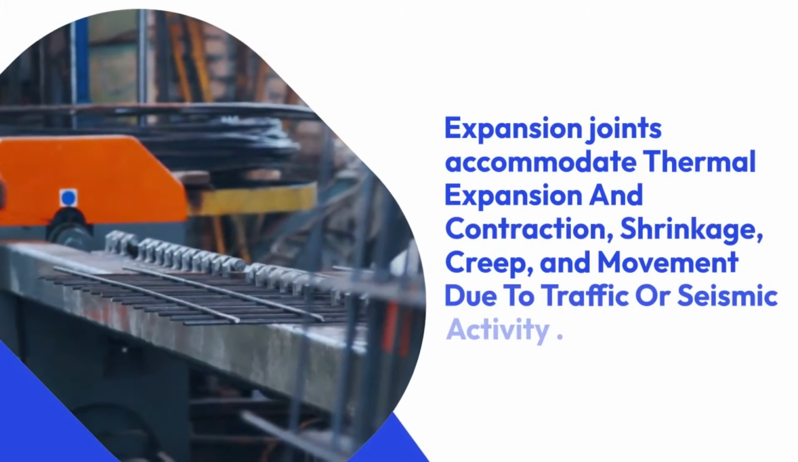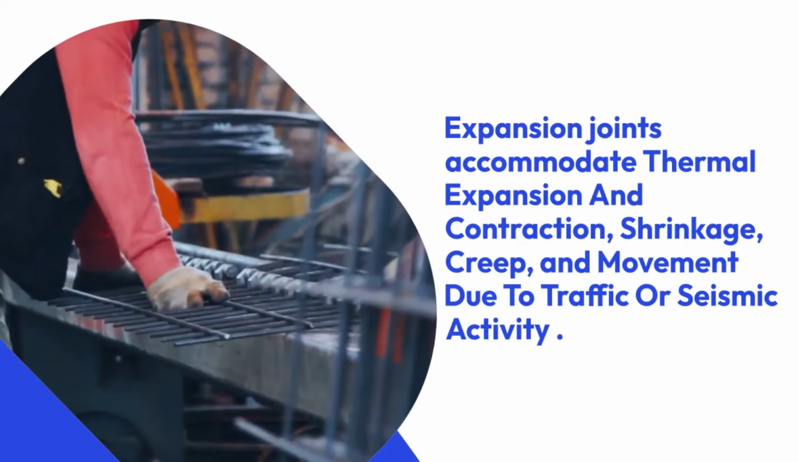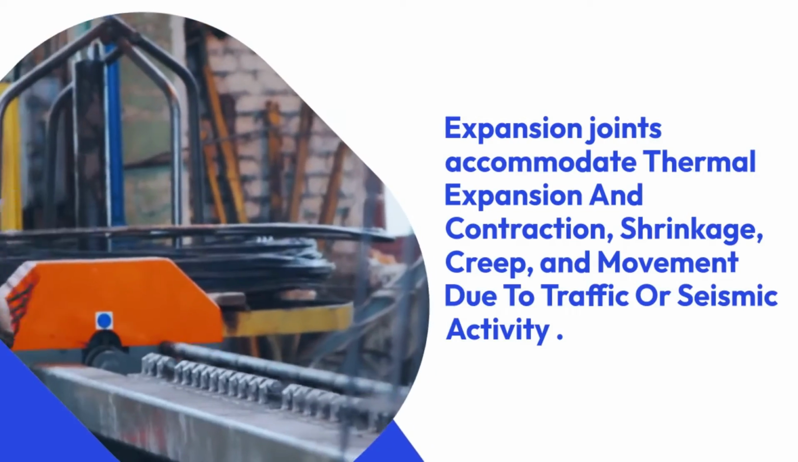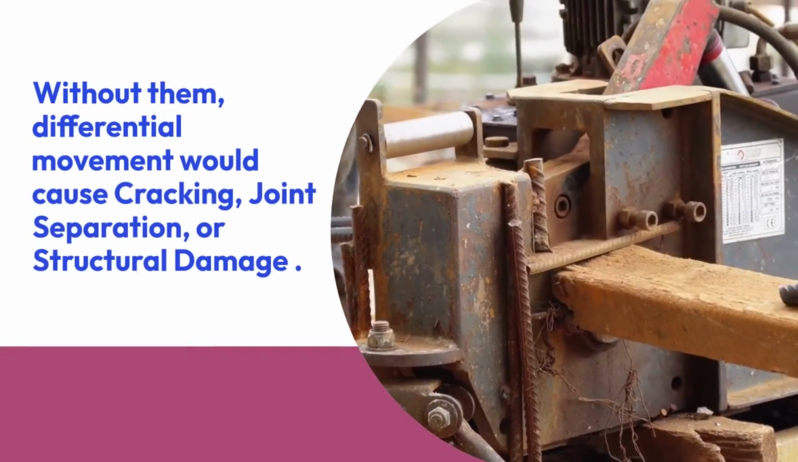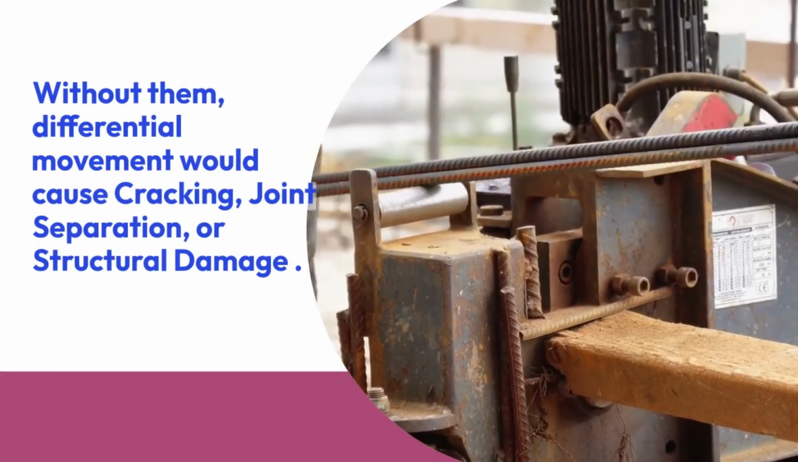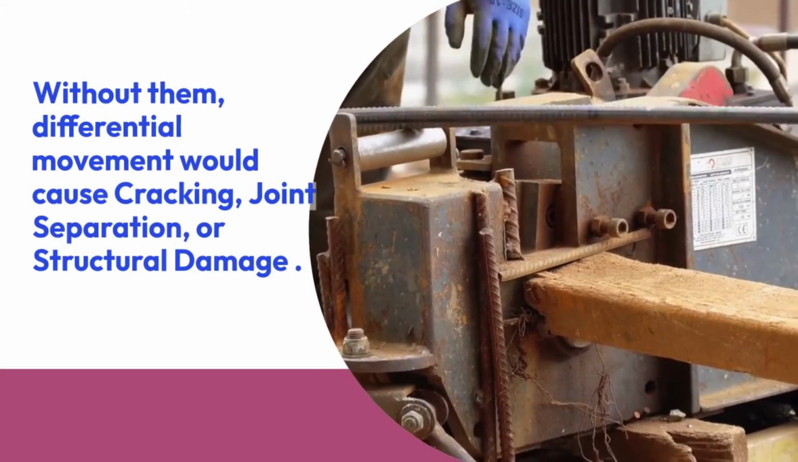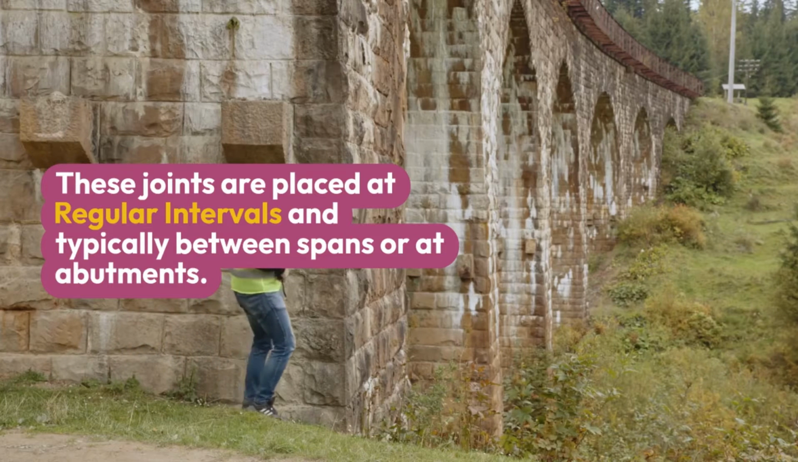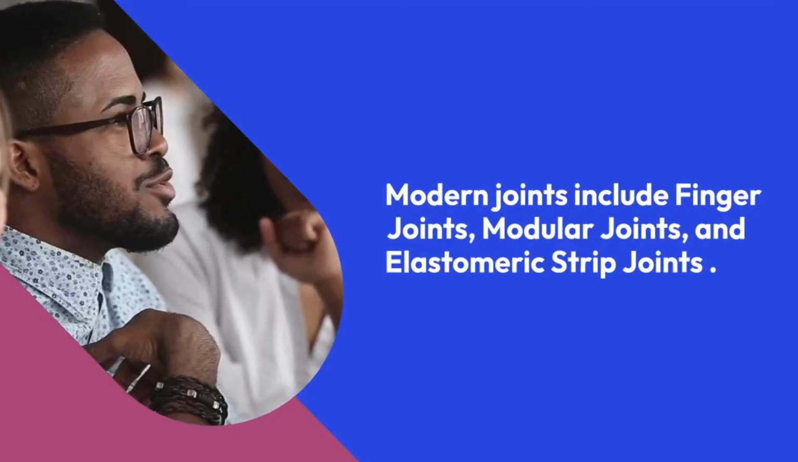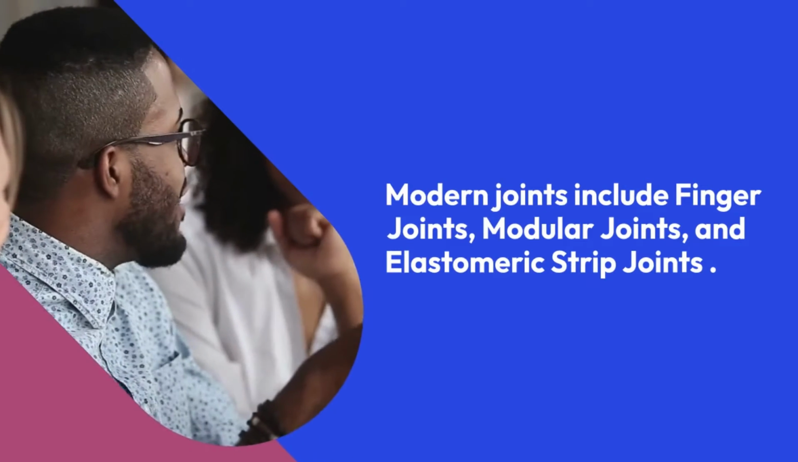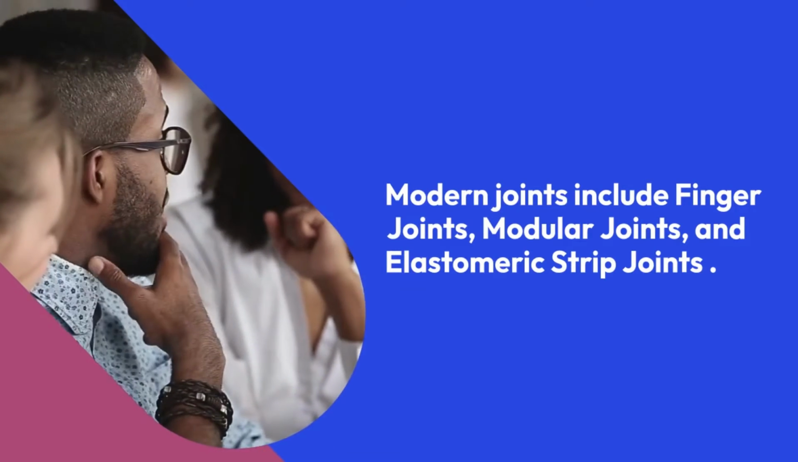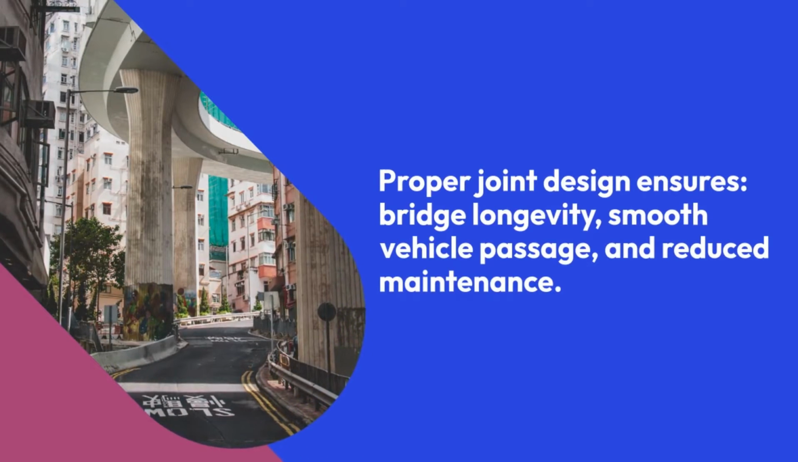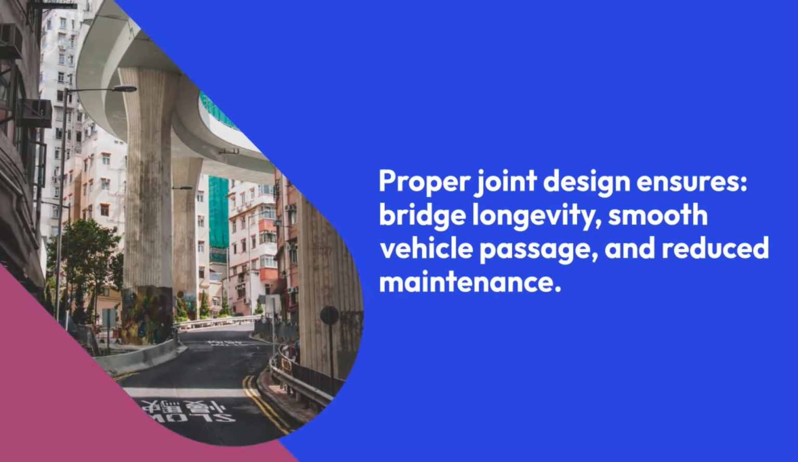Expansion joints accommodate thermal expansion and contraction, shrinkage, creep, and movement due to traffic or seismic activity. Without them, differential movement would cause cracking, joint separation, or structural damage. These joints are placed at regular intervals and typically between spans or at abutments. Modern joints include finger joints, modular joints, and elastomeric strip joints. Proper joint design ensures bridge longevity, smooth vehicle passage, and reduced maintenance.